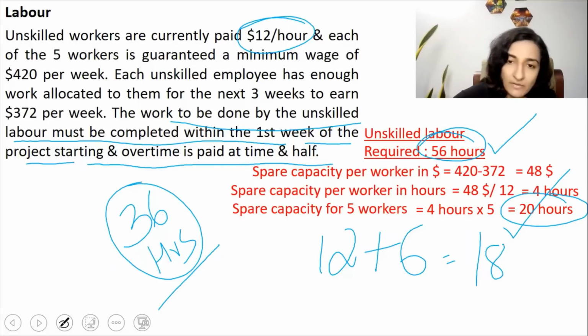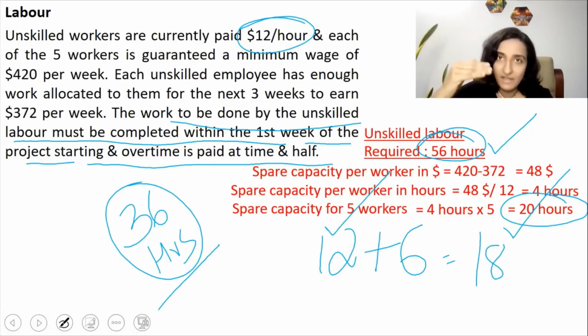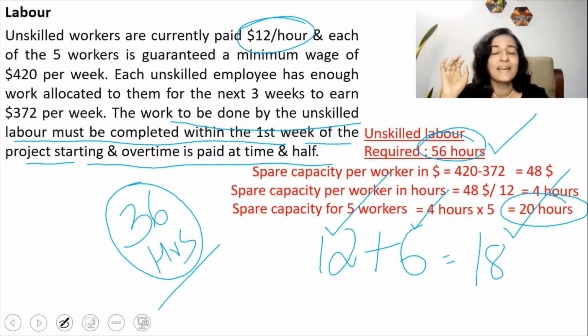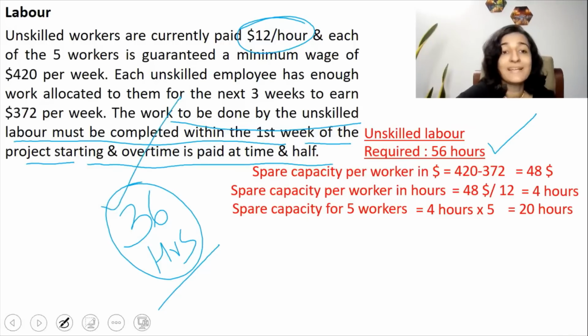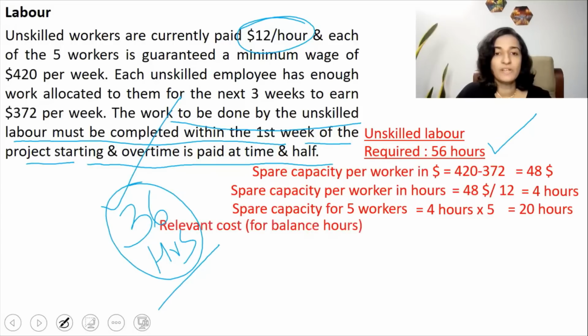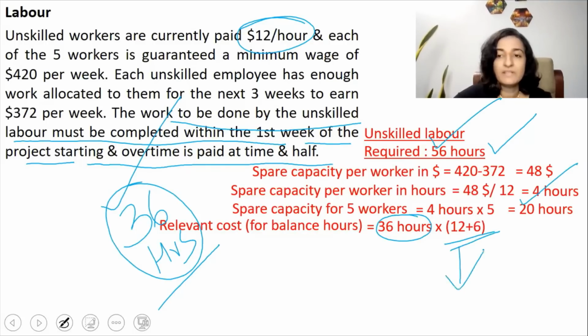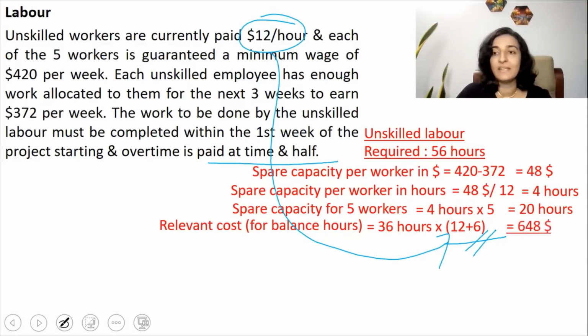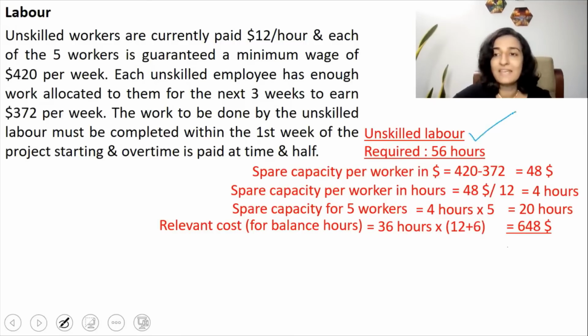So time and a half means first you have to take the original rate, that is 12, divided by 2. So that's 6. So 12 plus 6 or $18 is the overtime pay. So the workers have to work overtime for 36 hours and the rate of pay is $18. So let's make a note of it. Relevant cost for balance hours, that is 36 hours. 36 hours is 56 minus 20. And this is the overtime pay. 12 is the normal rate. And 6 is time and a half, that other half. That is 12 divided by 2. So it is 36 into 18, giving an amount of $648.